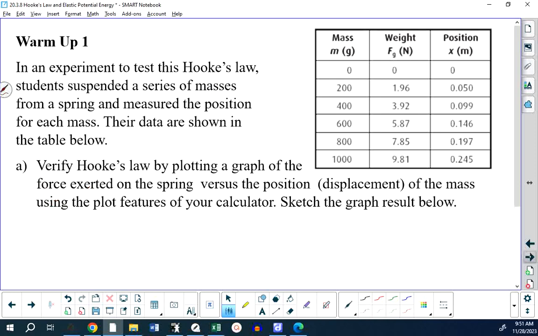All right, warm-up number 1. In an experiment to test Hooke's law, and by the way, Hooke's law is about forces, and we want to talk today about energy. We're only learning about Hooke's law here so we can learn about elastic potential energy. In an experiment to test Hooke's law, students suspend a series of masses from a spring and measure the position for each mass. This looks suspiciously like what I'm going to expect you to do tomorrow.